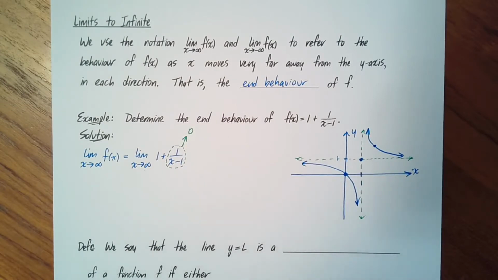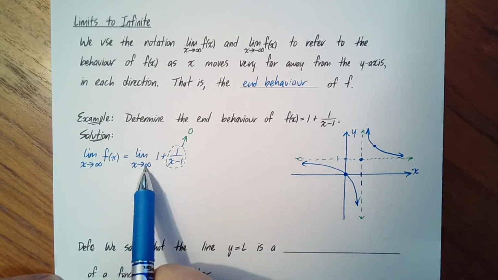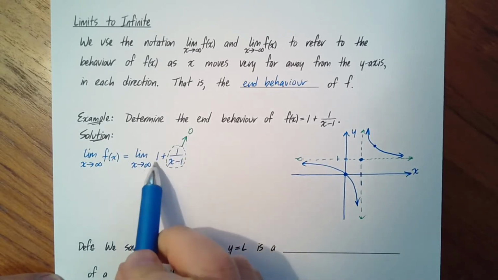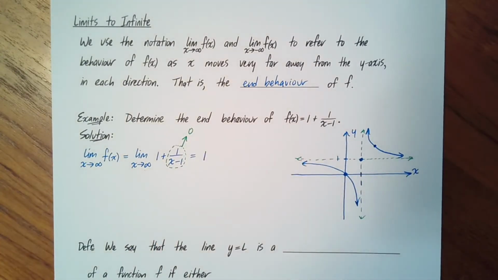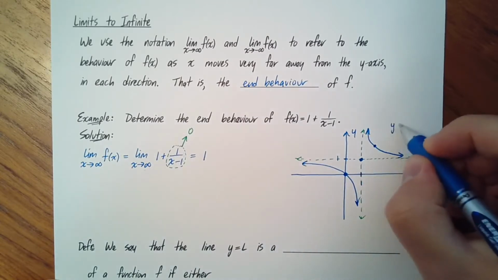As x grows arbitrarily large. So then when we actually take this limit, that means this term is going to go off to 0. This 1 will still be there, and we end up with positive 1 as our limit. Okay, and really, how does that match up with the graph of the function f?